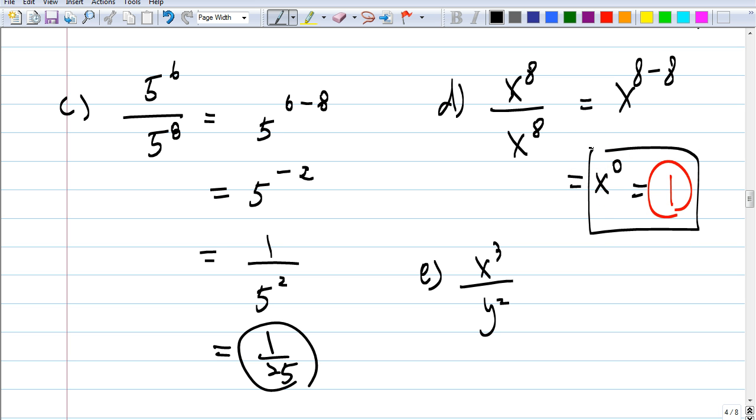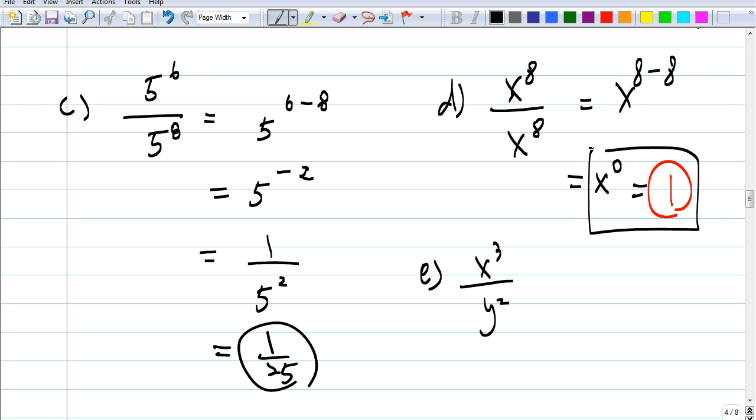Okay, then what about E? Who has E? Raise your hand. What did you get for E? Stefan. It can't be simplified. No one wrote x to the first. Don't you do 3 minus 2 and get x to the first? No, you're right. It can't be simplified.